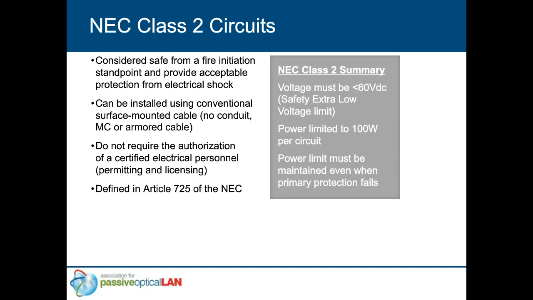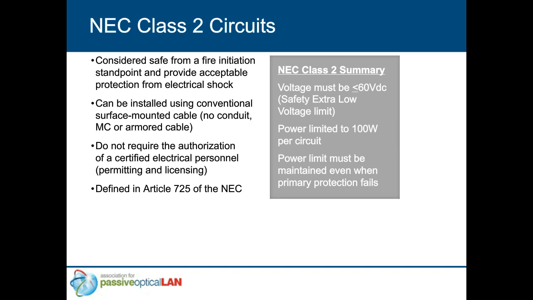The benefit of the Class 2 circuits, the financial benefit, is that they can be installed using conventional surface-mounted cable. So that means you don't have to have conduit or armored cable. They can also be installed by your regular installers. You don't require an electrician to certify the installation.